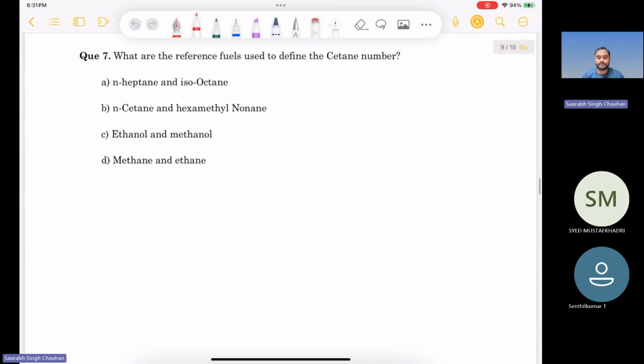So next question. What are the reference fuels used to define the cetane number? As we discussed, for octane number we have some reference fuels: isooctane and n-heptane. Similarly, for cetane number, we also have certain reference fuels. So what are those reference fuels? Option A, n-heptane and isooctane. No, this is for octane number. Option B, n-cetane and hexamethyl nonane. Option C, ethanol and methanol. And option D, methane and ethane.